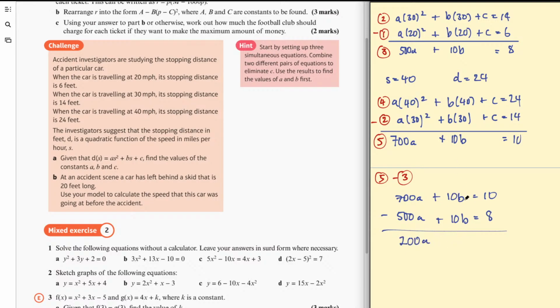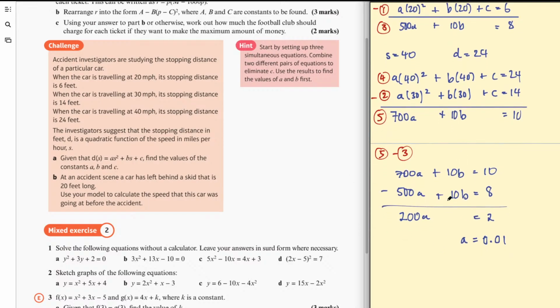10b take 10b, they cancel out, so then we have 10 take 8, which is 2. So a will be 2 divided by 200, 1 over 100. I might write that as a decimal. So this will be 0.01, that's 1/100th.